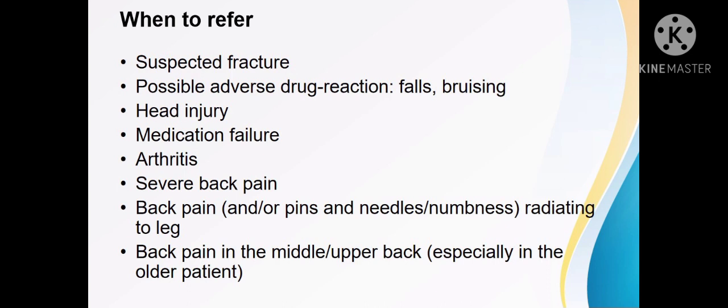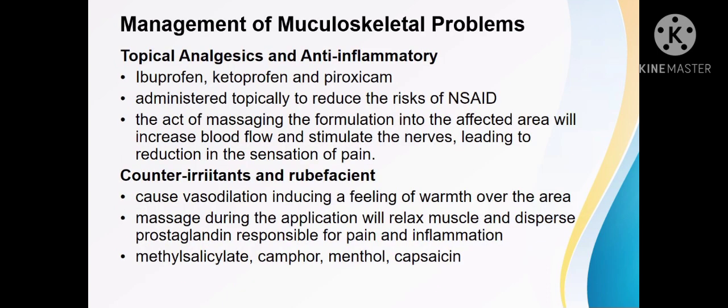When the medication used failed to treat the musculoskeletal problem. In case of arthritis. If there is severe back pain or back pain with numbness radiating to the leg. When back pain occurs in the middle or upper back, especially in the older patient. How to manage musculoskeletal problems.